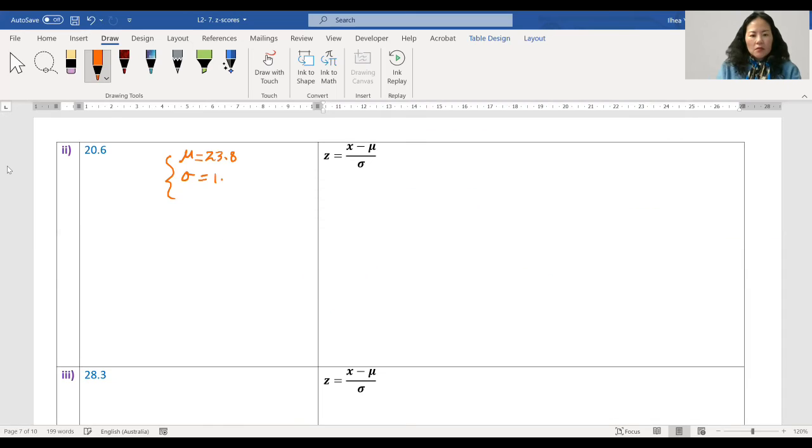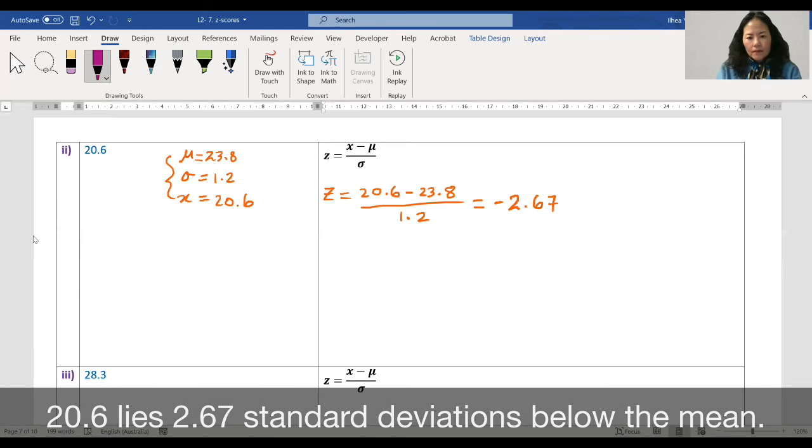So next one, my raw score is 20.6. I'm going to convert this one to my z-score. So it'll be 20.6, my raw score, take away the average, the mean, 23.8. You can see it's going to be negative, so it's going to be below the mean, over 1.2. You put that in your calculator, you will get minus 2.67. Now, what does that mean? Katie, what does that really mean? It means that your score lies 2.67 standard deviations below the mean.